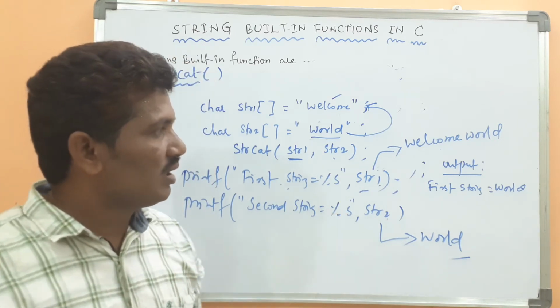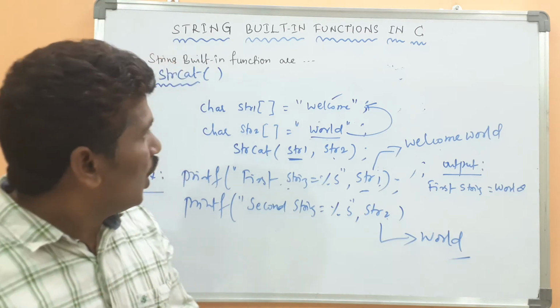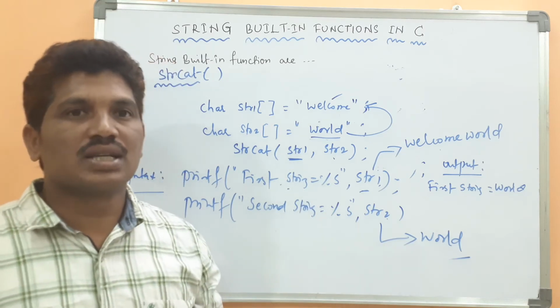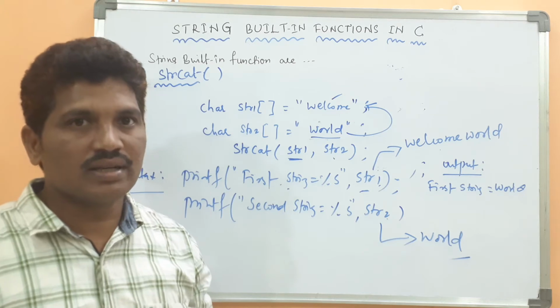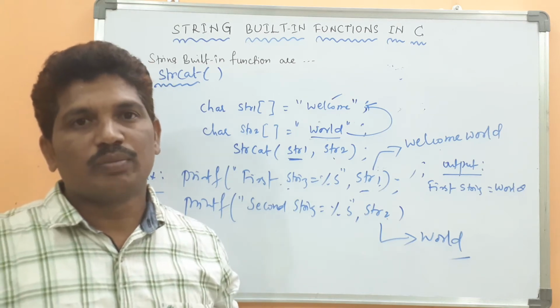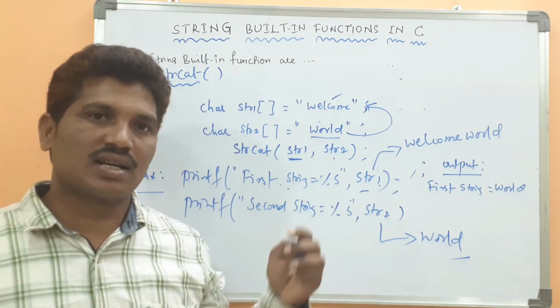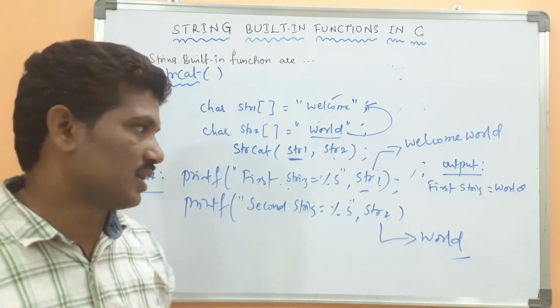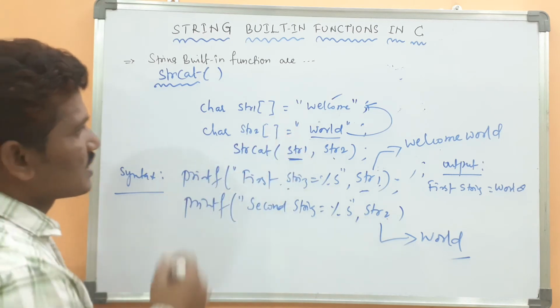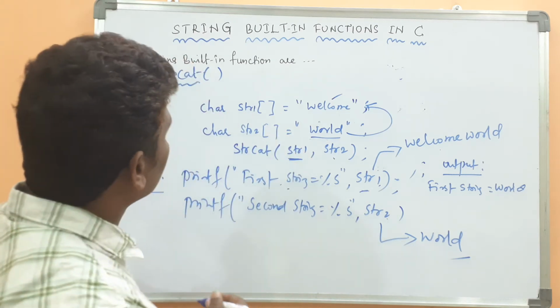Then you can tell how we can join two strings without using the string concatenation function. Just write it on your own. If it is not possible, you can post in the comment box. In the next class, I will write the program for it. Yes, this is called the string concatenation function.